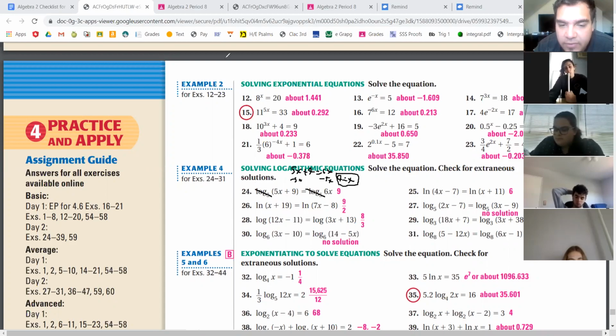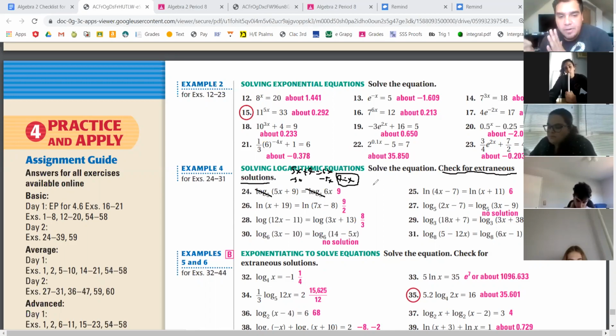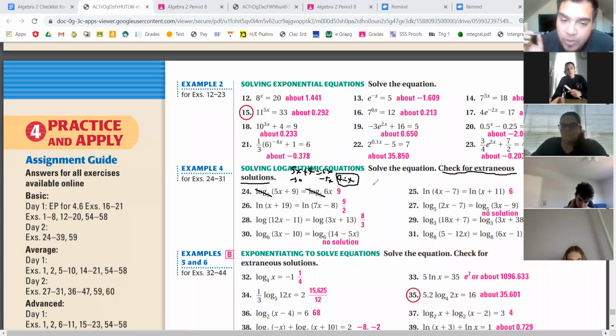So that's really nice. But we have to do something afterwards, which is called check for extraneous solutions. It will say that in the instructions, so there's no question like, oh, what section do I use it on? It will say that in the instructions for that section. So check for extraneous solutions. How do we check for extraneous solutions? Well, the problem is we cannot have a negative value in a log.